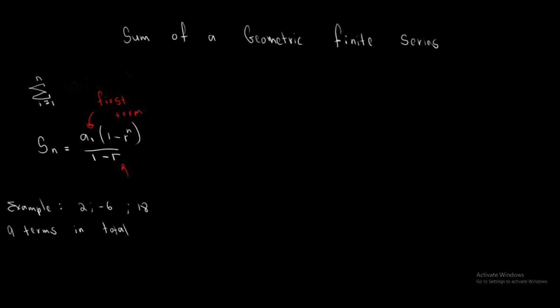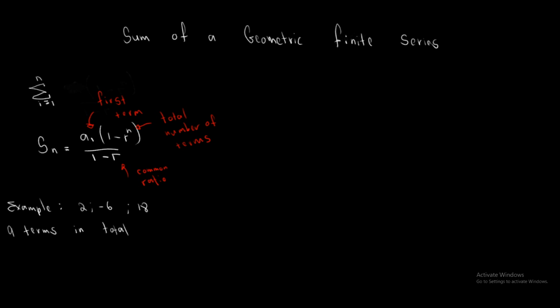R would be my common ratio. And then we have n. N is just the total number of terms. Okay. So we need A1, we need R, and we need n. And we can solve whatever we need.